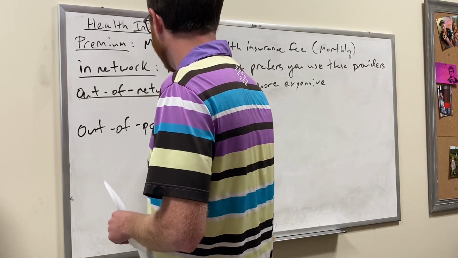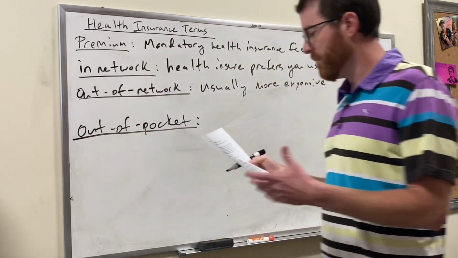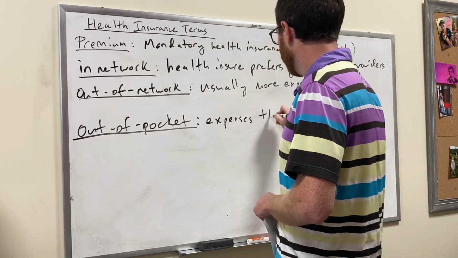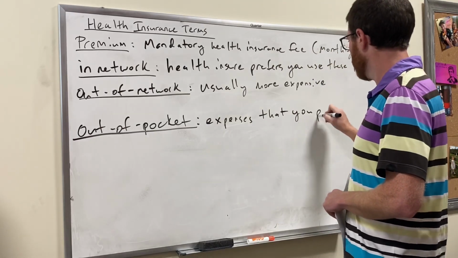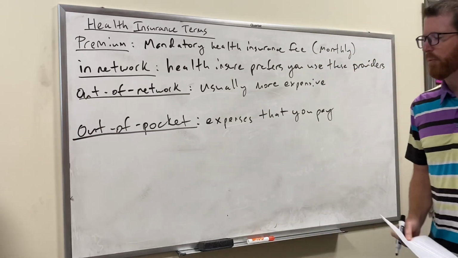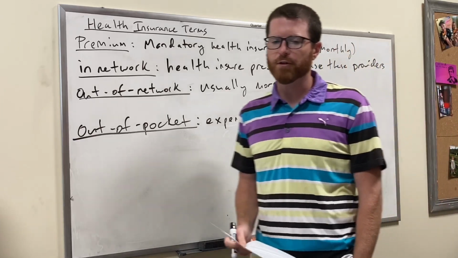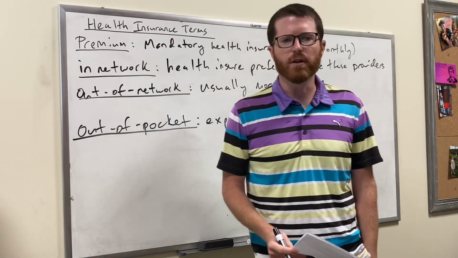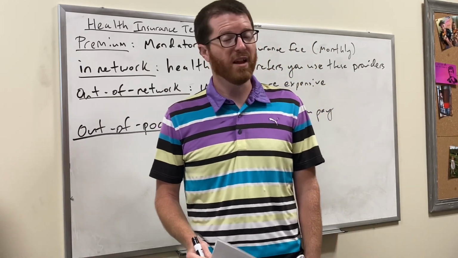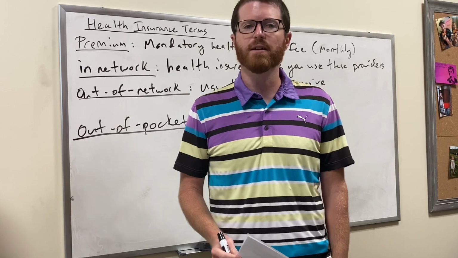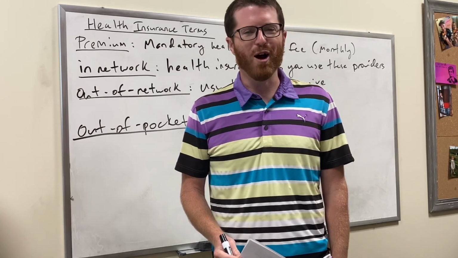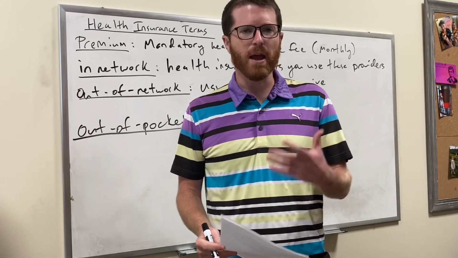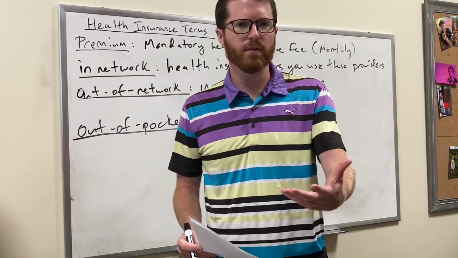All right, out-of-pocket. Out-of-pocket basically just means these are expenses you pay. And you may be surprised to find out that with most health insurance plans, you're paying 100% of the expenses that you have. So if you go to the doctor and you have an $800 expense, it's likely that your health insurance provider will cover none of that. We'll explain why when we get into the later videos. But essentially, out of pocket just means you pay out of pocket. It comes out of your expense.